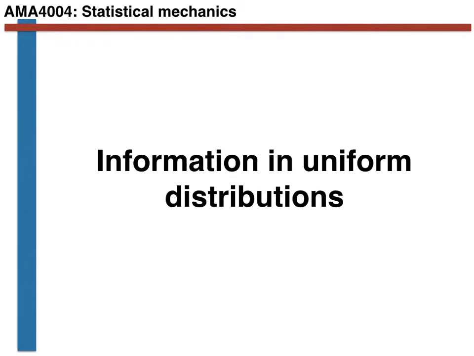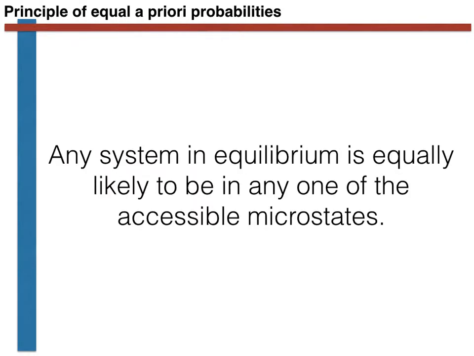Hello. In the last video, I began to introduce the theory of statistical mechanics. I discussed how a system can be in one of many different microstates, and how each of these microstates constitutes a set of values for the position and momentum of all the particles in the system. I then introduced the principle of equal a priori probabilities, which states that any system in equilibrium is equally likely to be any one of the accessible microstates.